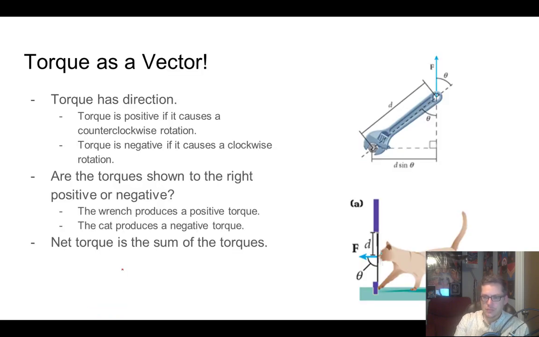A couple other things you need to pay attention to about torque. It's a vector, so that means it has a direction. It's positive if it causes a counterclockwise rotation, and negative if it causes a clockwise rotation. Here's how I think about this. If you have a circle just sitting here, and you apply a positive force to this side, the positive force would have to be going straight up. This would be a positive force.